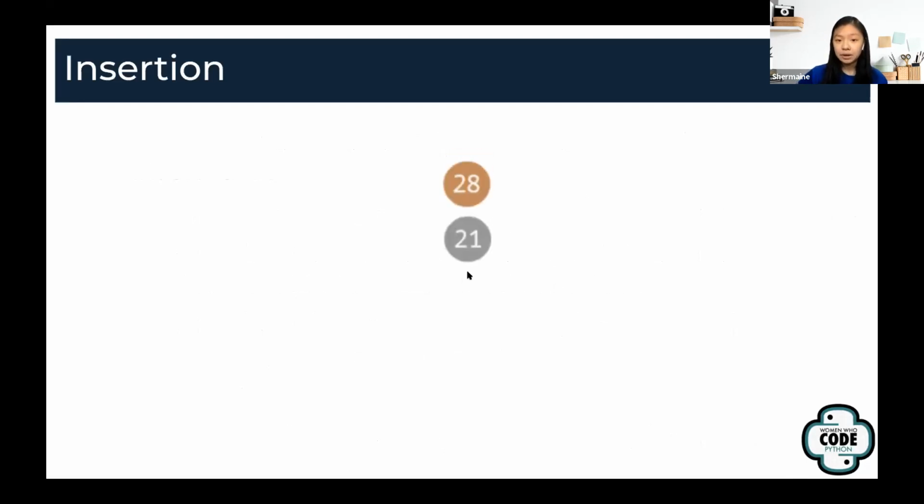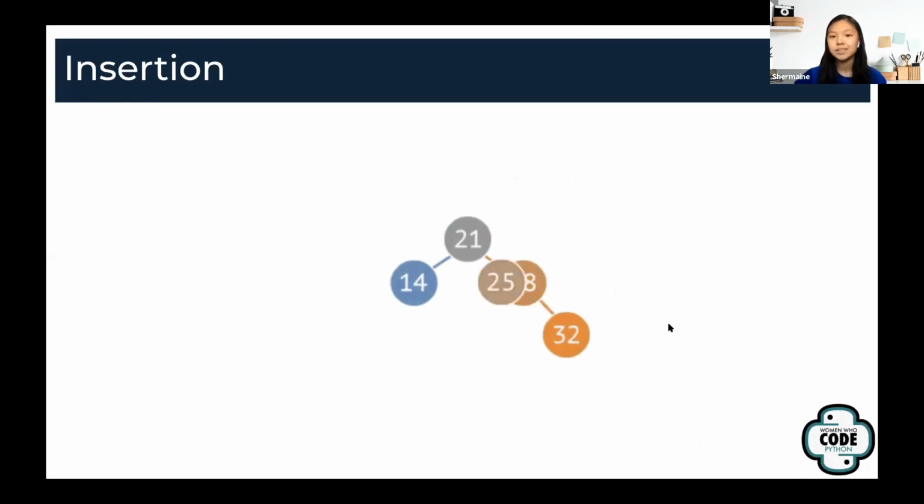So you start with a root node, you insert 28, since it's bigger, you move it to the right, 14 is smaller, move it to the left. And this will keep going on and on for all the items you want to insert.